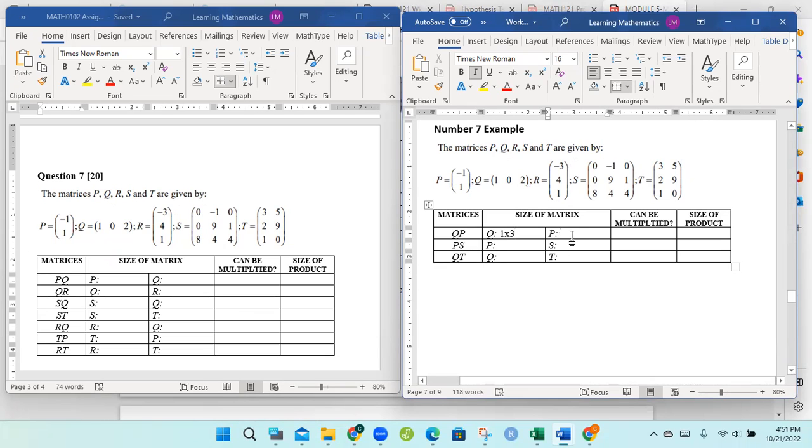And P now is 2 rows and 1 column. So it's a 2 by 1. 2 rows and 1 column.